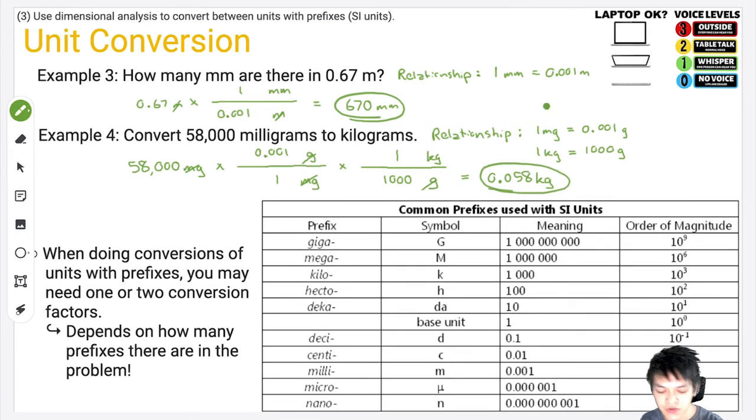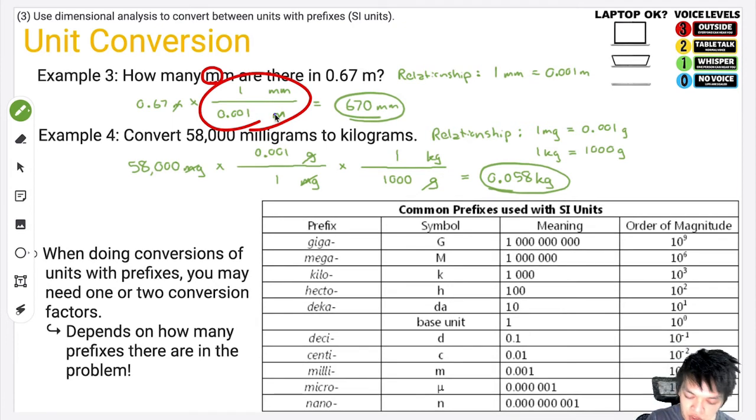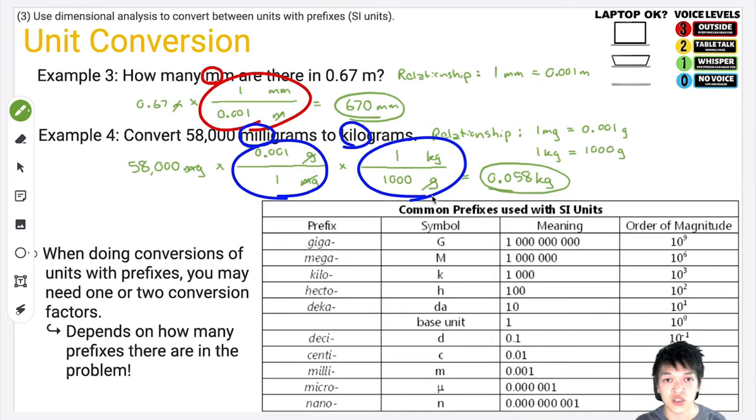Okay, hopefully that was helpful. And there's a little tip right here. When doing conversions of units with prefixes, you may need 1 or 2 conversion factors. Depends on how many prefixes there are in the problem. Just to emphasize this one last time, there was 1 prefix in the first example up here, example 3, right? If there's only 1 prefix, you only need 1 conversion factor, 1 relationship. In the second example, example 4, there were 2 prefixes, milli and kilo. What that means is we needed 2 conversion factors, right? 2 relationships.